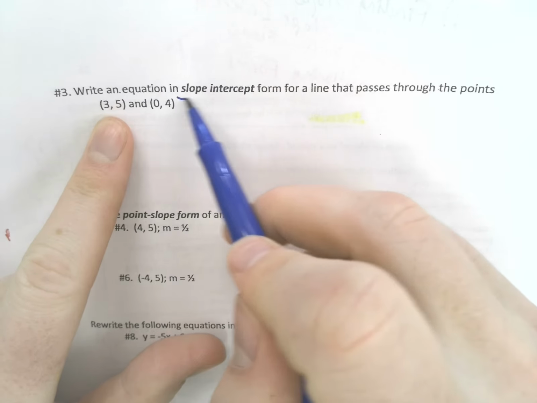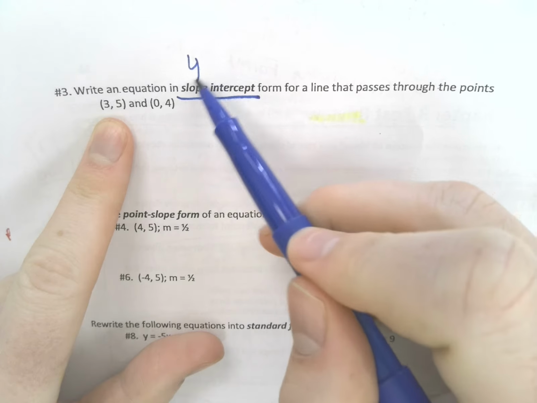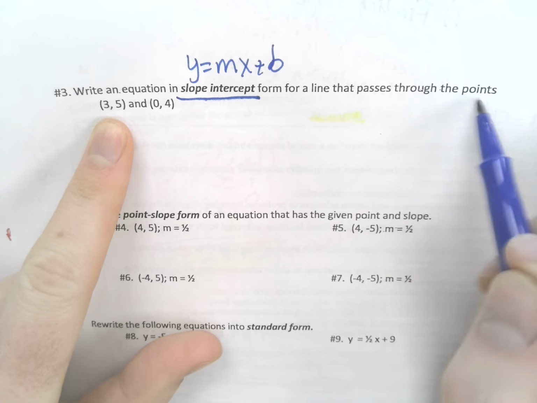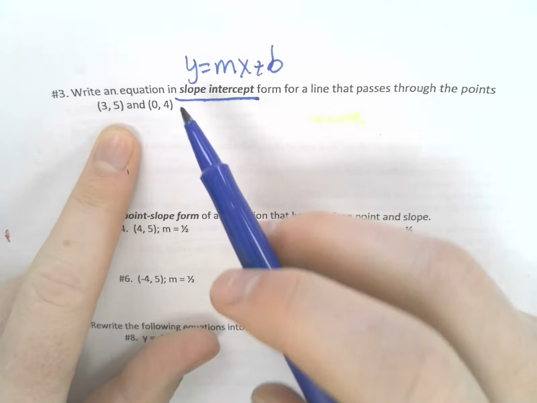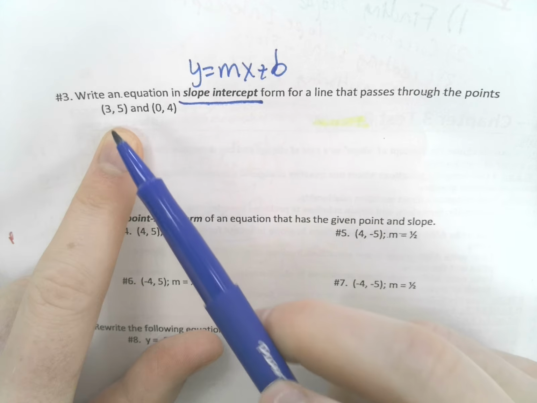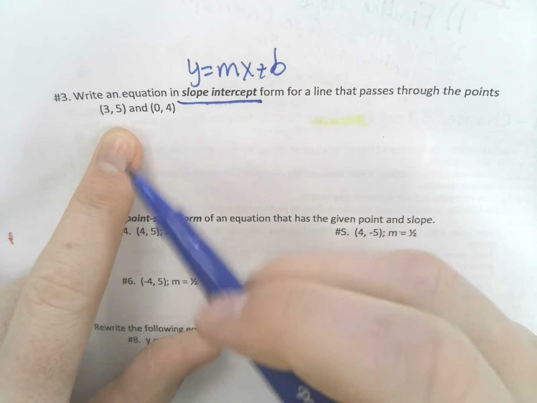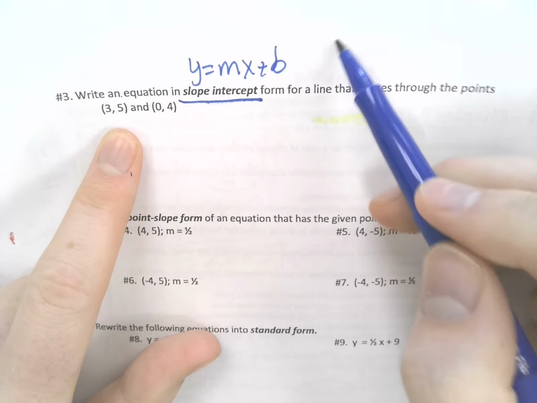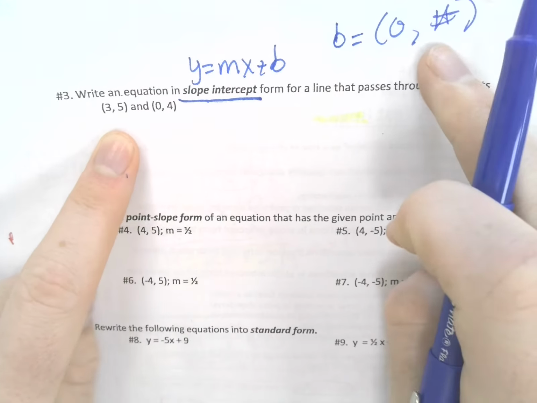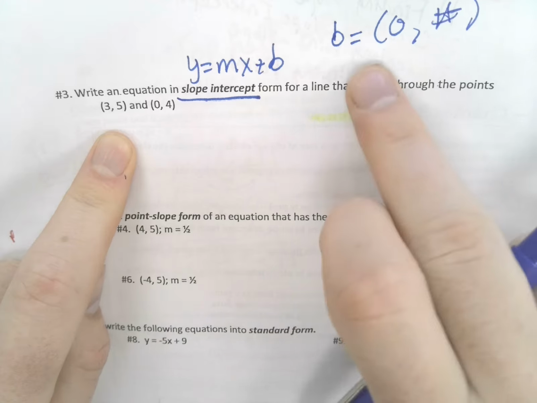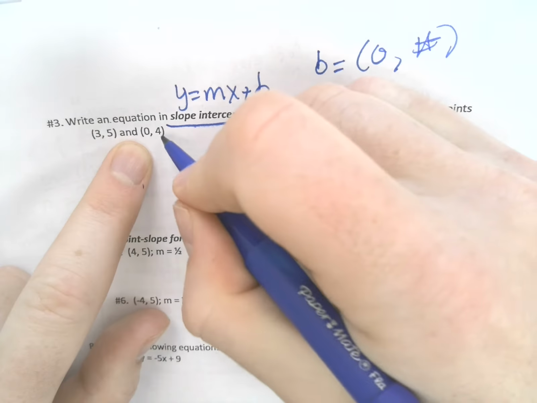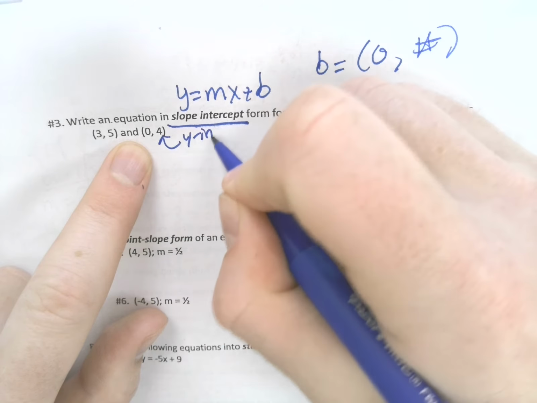Write an equation in slope-intercept form, so y equals mx plus b, for a line that passes through these points. Okay, here's the thing. A lot of times when they give us a problem like this, we're not going to be given b. Because remember, b is 0 and a number. But I'm not going to lie to you, we get kind of lucky here. Check it out. They actually gave us the y-intercept.